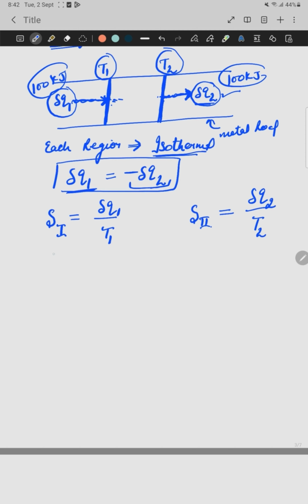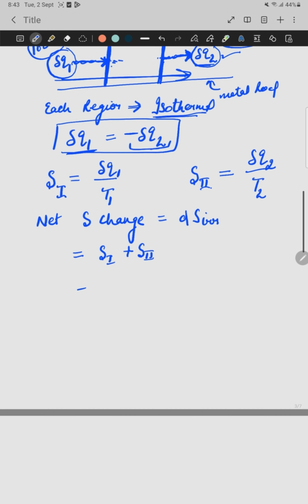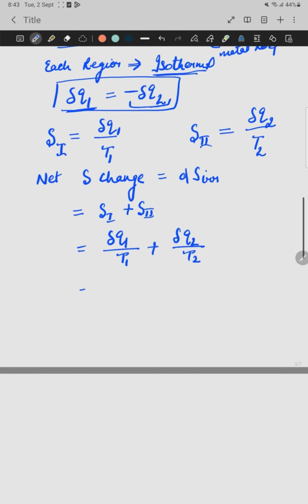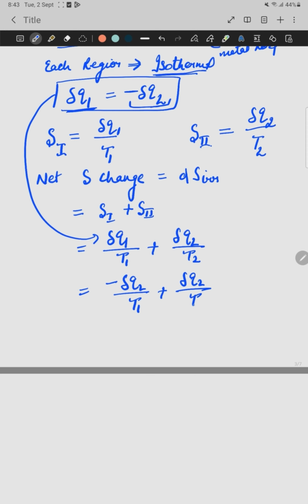For the overall process, the net entropy change for the whole process, for the flow of heat from region 1 to region 2, is given by dS irreversible. This is equal to S1 entropy change plus S2 entropy change. The first region's entropy is curly Q1 divided by T1, and the second region's entropy is curly Q2 divided by T2. Curly Q1 can be replaced with minus curly Q2 divided by T1 plus curly Q2 divided by T2.